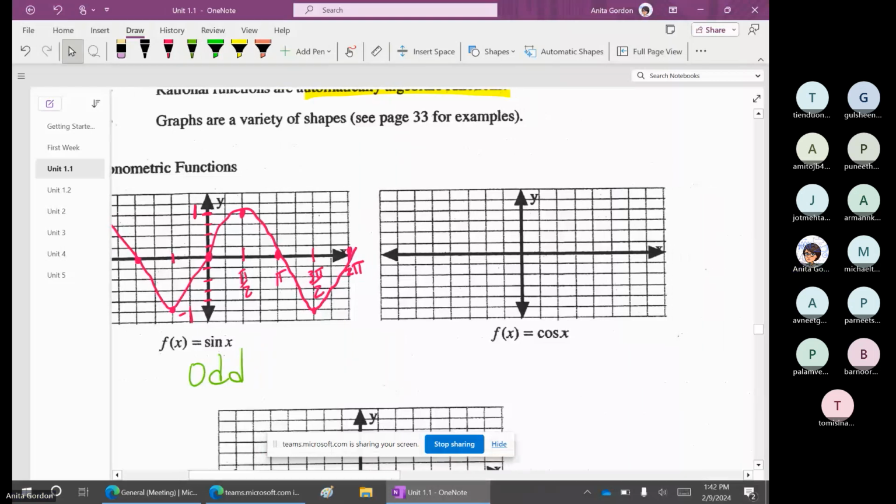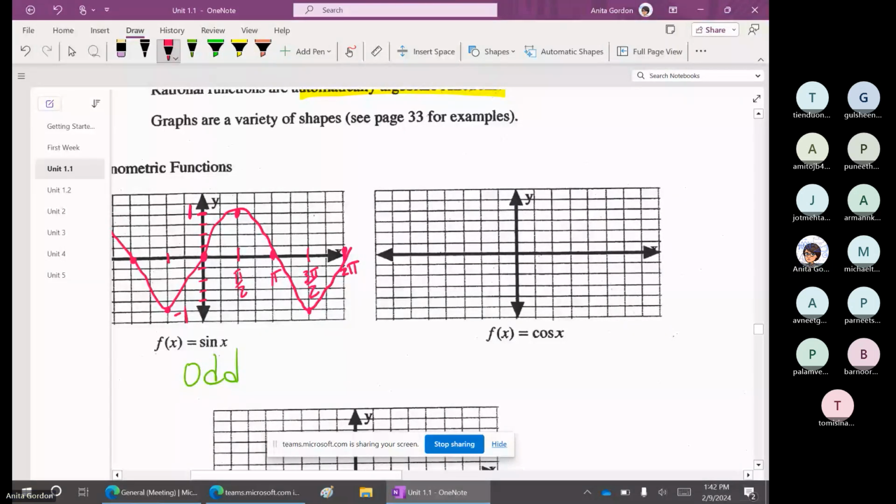Okay, cosine. Where do I start a cosine? At the top. And then I go down or up? Down, so middle, bottom, middle, top. And then going backwards, same thing. Down, middle, and top. Even or odd? Even because they are mirrors of each other about the y-axis.